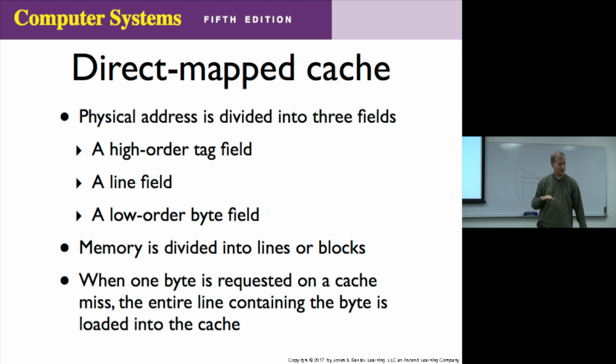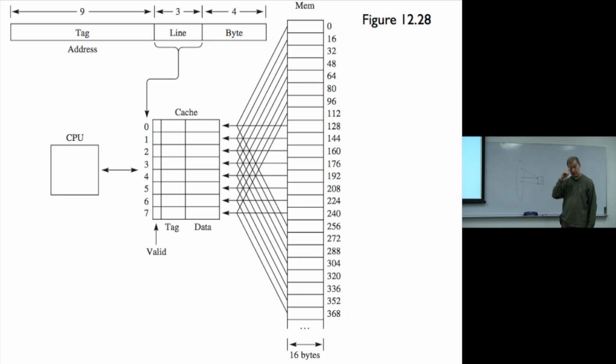So memory is divided into lines or blocks, and when one byte is requested on a cache miss, the entire line containing the byte is loaded into the cache. Here is the basic figure, figure 12.28, that shows how this works at the hardware level. The address is the block in the upper left-hand corner, divided into tag, line, and byte. The tag is 9 bits, the line is 3 bits, the byte is 4 bits. So 9 plus 3 is 12, and then 4 is 16. So this is a 16-bit computer.